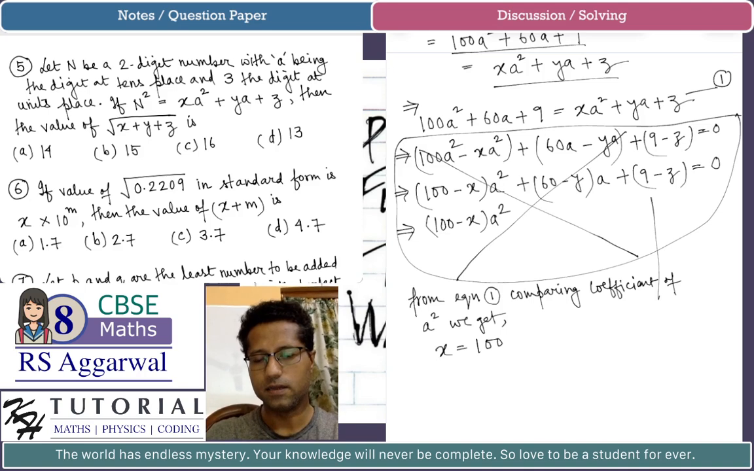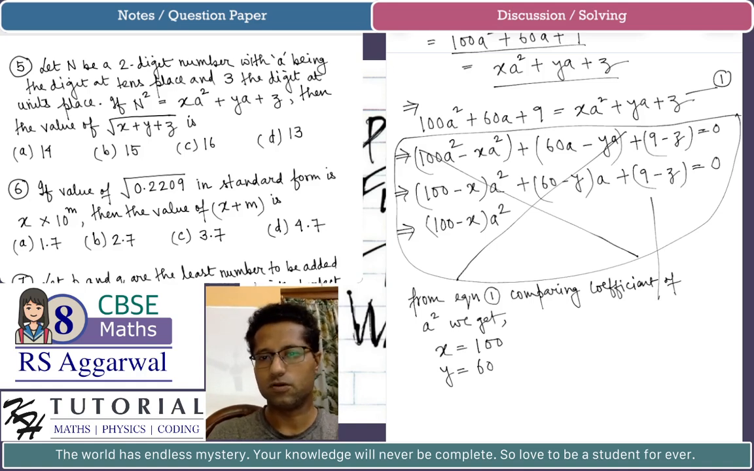Similarly, if we compare the coefficient of a, we will get y is equal to 60. And if we compare the constant term on both sides, on the left hand side the constant term is 9, and on the right hand side the constant term is z. So we will have z equals 9.